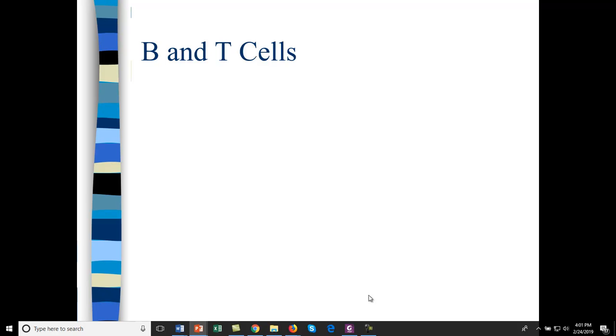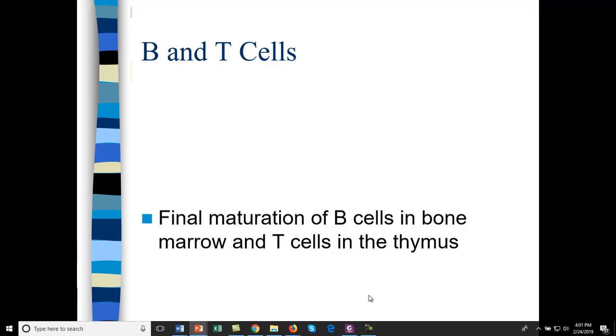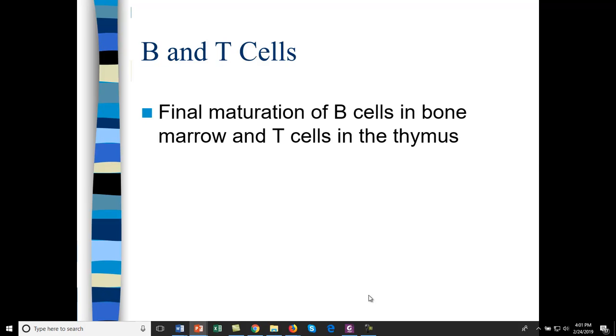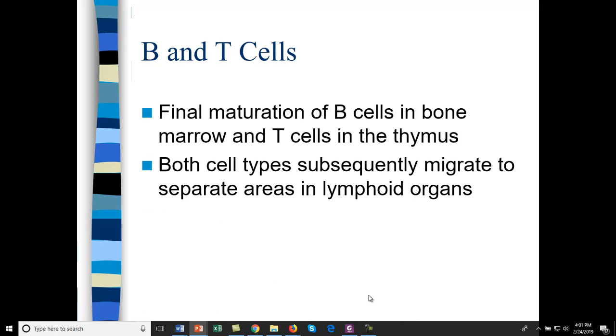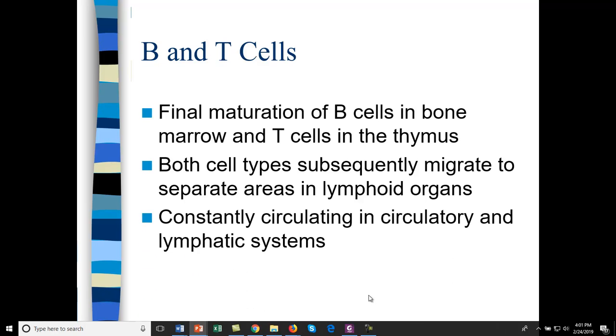Okay, so back to B cells and T cells. We talked about this before. B cells mature in the bone marrow, and T cells mature in the thymus. Then both will separate out and migrate to lymphoid organs. And they're constantly circulating, so they're in the circulatory system and in the lymphatic system.